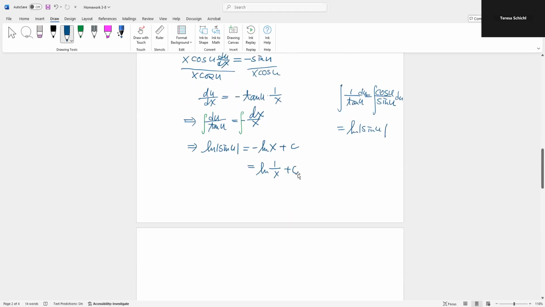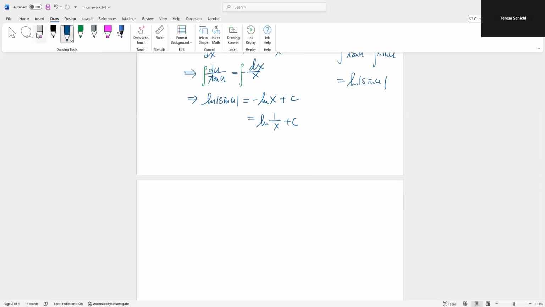Okay, so now I can find the solution. Here we will say sine u, I can take e to both sides, will be equal to e to the natural log of 1 over x times e to the c. So the sine u is going to be equal to 1 over x times c. Then u is xy, right? So sine xy is equal to 1 over x times c.